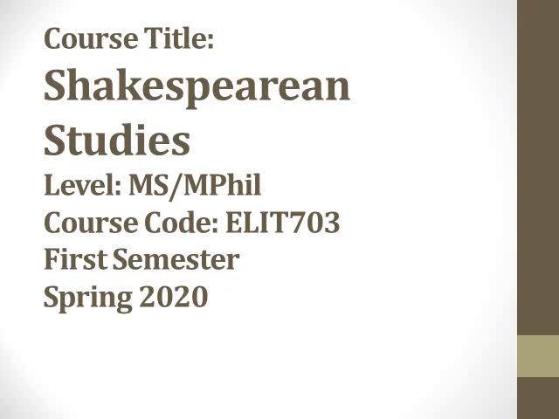This is a course we offer in the Master of Philosophy in English Literature. The course code is ELIT 703. E stands for English, LIT for Literature, and 703 is its number. We are offering this course in the first semester of English Literature. The session for this course is Spring 2020.